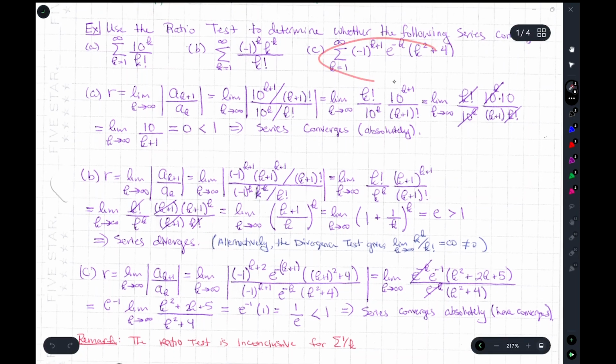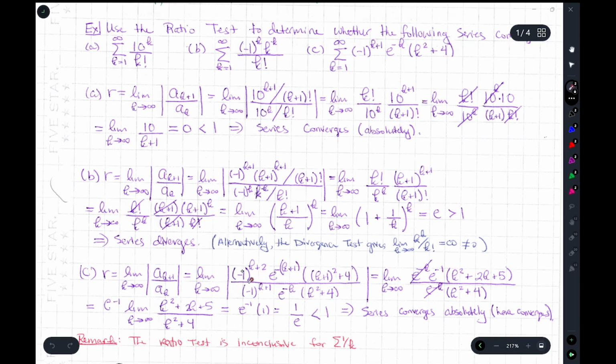Finally, we'll tackle C, and we look at that again. There's an alternating series there, so we may opt to do the alternating series test. But we also have an exponent, and that's grounds for trying the ratio test. Let's do it using the ratio test. So again, wherever we see a k, we put a k plus 1.